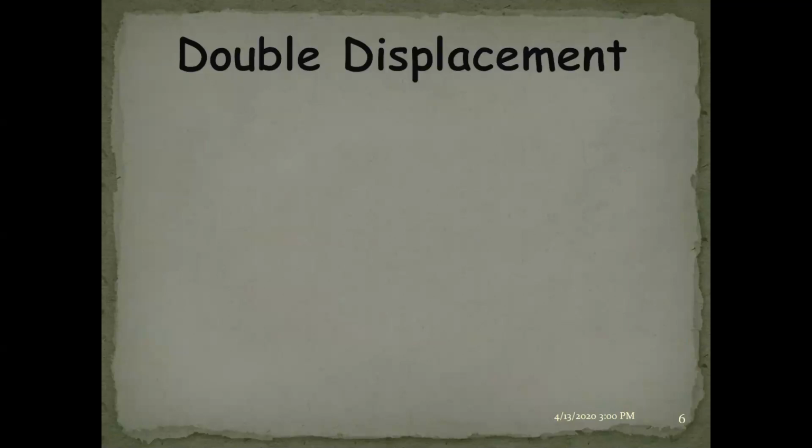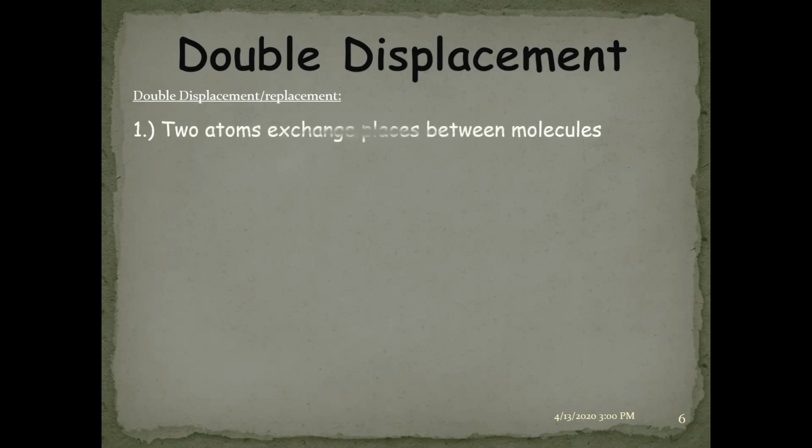Double displacement. Similar to the single displacement, except you're going to have 2 different molecules on either side. And again, you can see the word replacement there as well. Here's where you have 2 atoms exchanging places between molecules. Looking back at our letters, we have compound AB plus compound CD is going to yield compound AD plus compound CB. So you can see 2 different atoms have exchanged places between the molecules. So they each have different partners.